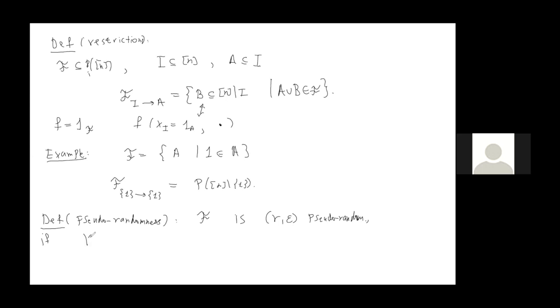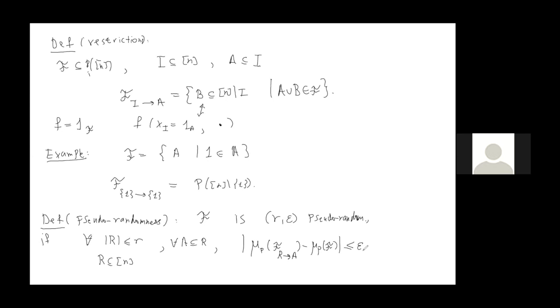So if for every subset of size at most R, and any setting to it, you look at the measure of your family after you restrict it, and the measure when you don't do anything, then these are very close. Okay.